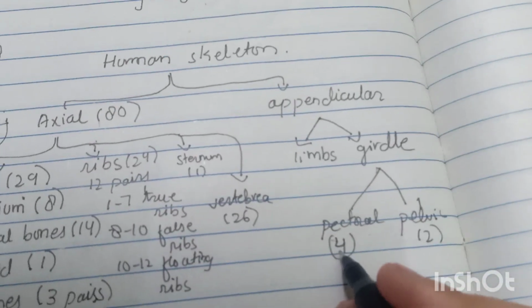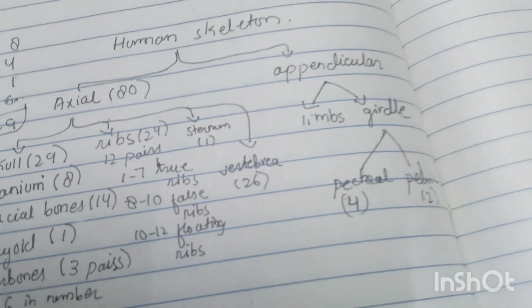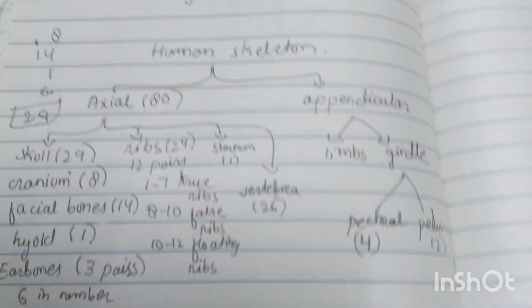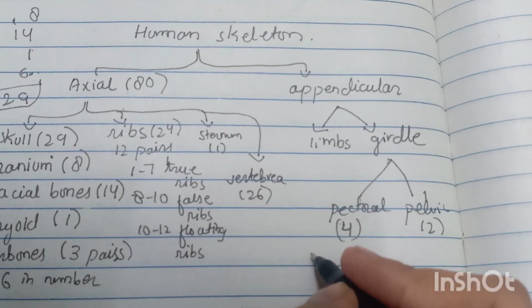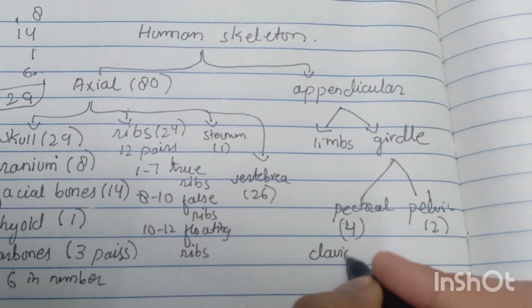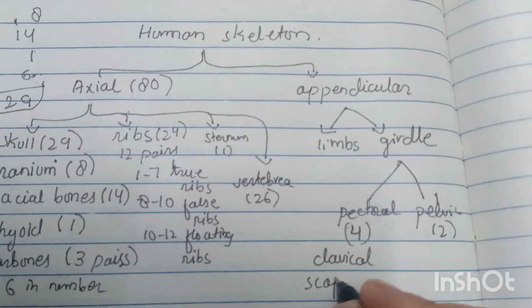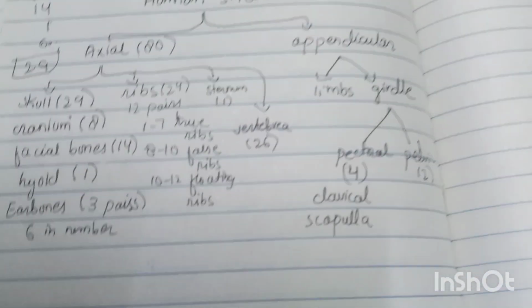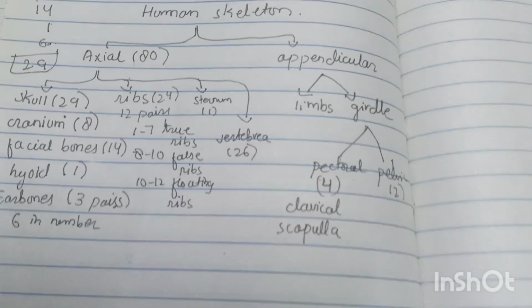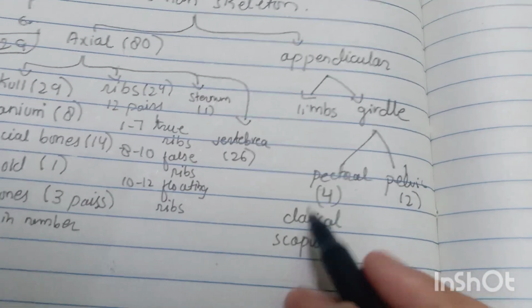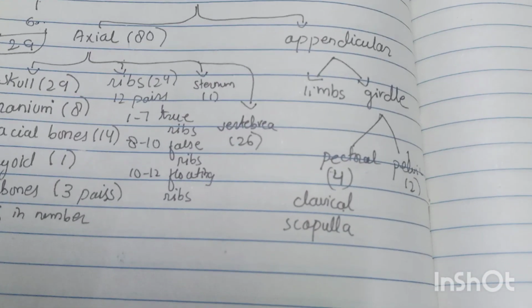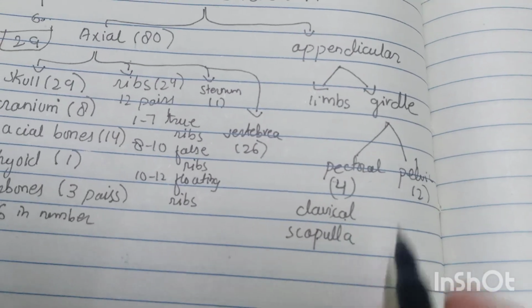So the pectoral girdle is present on the shoulder side, like the joint of your shoulder is known as the pectoral girdle. It contains 2 bones, clavicle and scapula. I apologize for the spelling mistake, but we'll compromise, right? Like we have 2 shoulders, so there are 2 clavicles and 2 scapulae, 4.